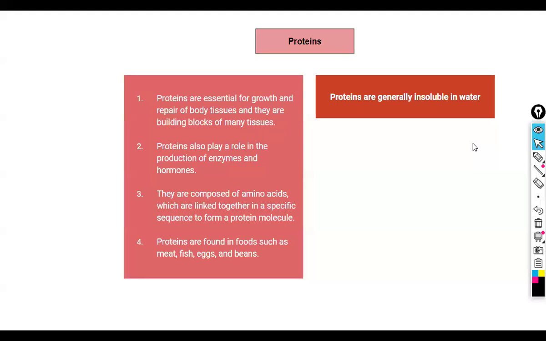Protein. When you open your exam papers, there might be a lot of questions about proteins. The first one we know already. Proteins are essential for growth and repair of body tissues and are the building blocks of many tissues. So basically, proteins are used to make muscles and tissue. We covered that already, and that is why you eat foods with a lot of protein.